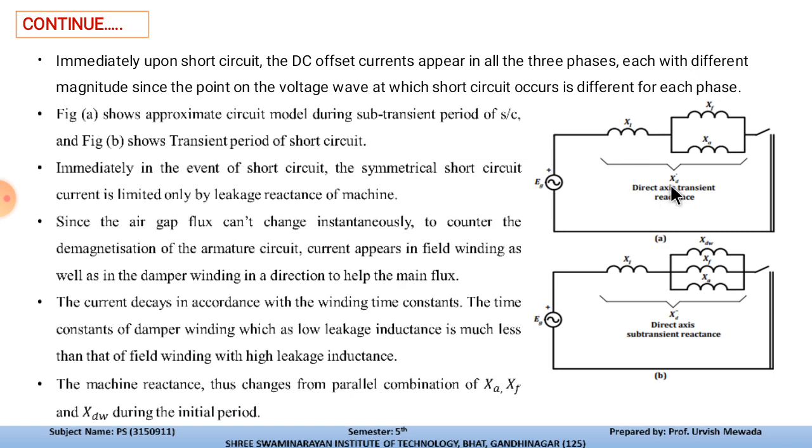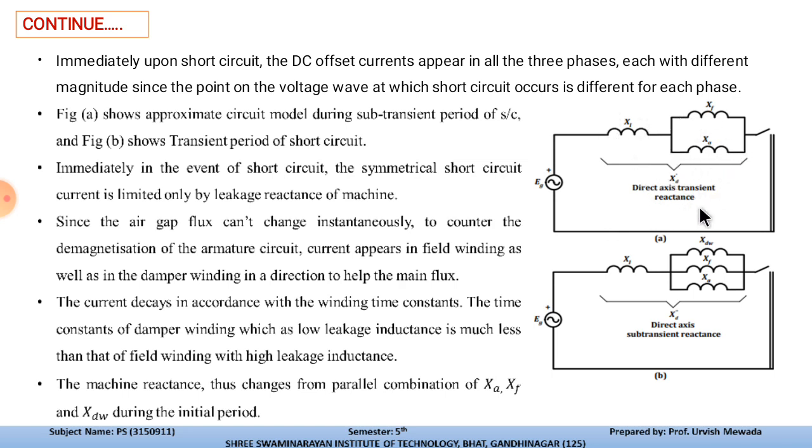Over here we can say that immediately after the short circuit, the symmetrical short circuit current is limited only by the leakage reactance of the machine. However, to counter the demagnetization of the armature, short circuit current appears in the field and damper winding, assisting the rotor field winding to sustain the air gap flux. Now over here we can see that XF is the field reactance, XA is the armature reactance, and XL is the leakage reactance.